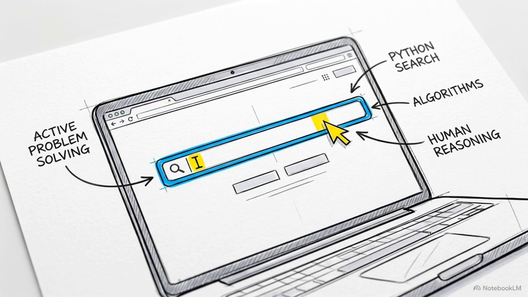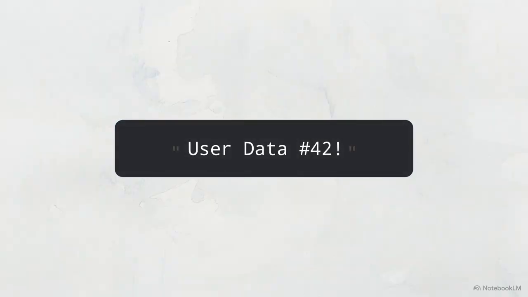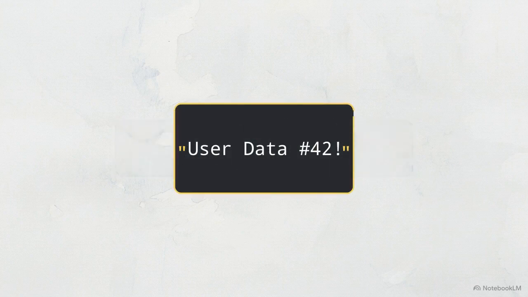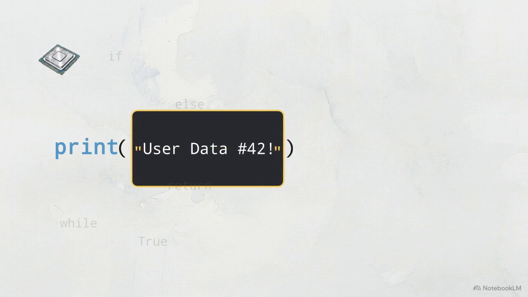Whenever you type a query into a search engine or enter your password on a login screen, you are interacting with text data. Manipulating that text is one of the most common tasks in all of programming. In Python, we handle this text using strings. A string is a valid sequence of characters that the programming language recognizes as data rather than executable code.